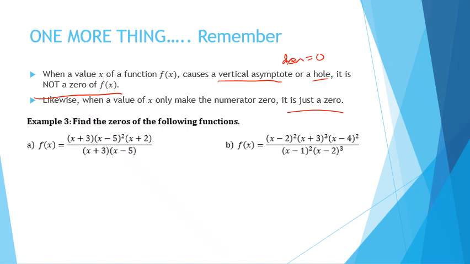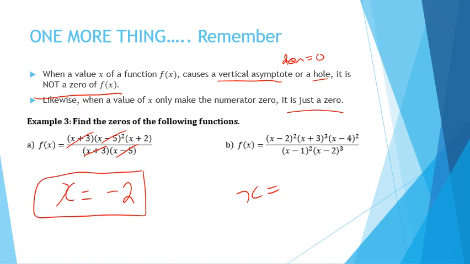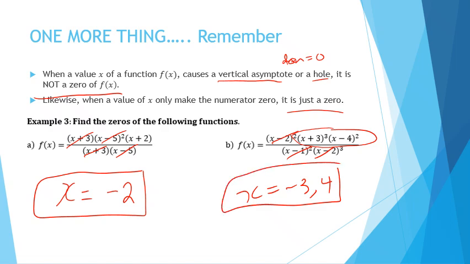All right, so example 3, find the zeros of the following functions. We see x plus 3 is in the denominator as well, same with x minus 5. So those would not be zeros. The only zero here is x equals negative 2. And then here we see x minus 2 is in the denominator. x minus 1 is, but that's not up top. So here, x equals negative 3 and positive 4 should be two zeros that we can find there.